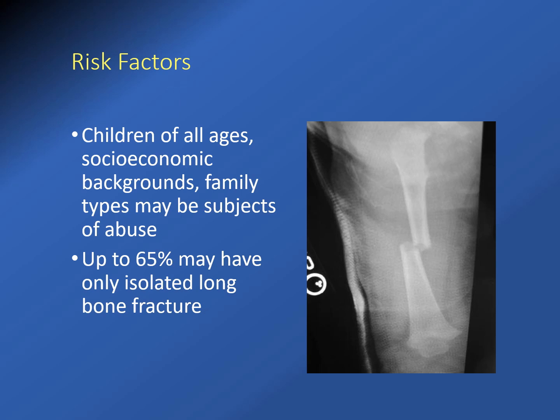As we said, it's not easy to detect if a case of femur fracture is due to child abuse or non-accidental trauma, or it's due to a normal accident. Why? Because non-accidental trauma or child abuse can affect children of all ages, all socioeconomic backgrounds, and all family types. And you have to remember that 65% of cases of child abuse or non-accidental trauma actually present with an isolated long bone fracture. So it's a very high percentage of cases of child abuse that present with isolated bone fracture.